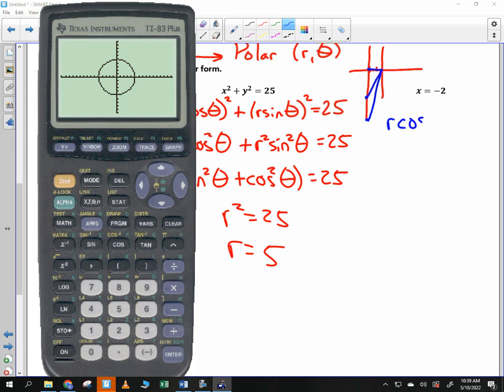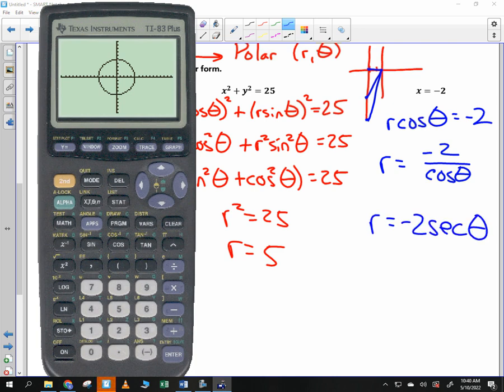R cosine of theta is equal to -2. I would like to solve for r. What am I going to do to both sides? I get r is equal to -2 over cosine of theta. And I will accept that as an answer on your test. Can somebody think of another way to write that? Very good. -2 secant of theta. 1 over cosine is the same as secant.